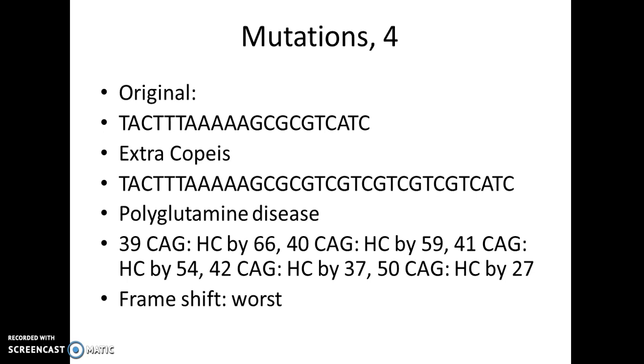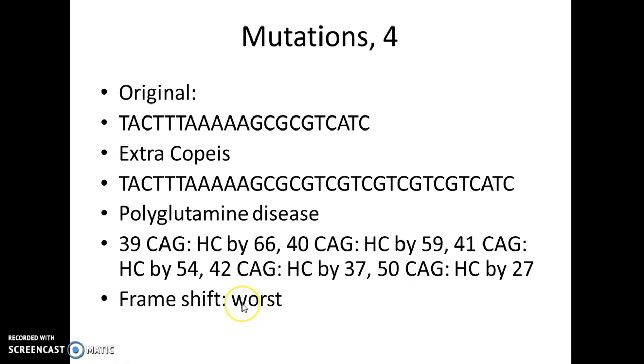Now, there are polyglutamine diseases, which are extra CAG sequences, specifically found in Huntington chorea. If you have 39 CAGs, you will have Huntington chorea by 66. If you have 40 CAGs, Huntington chorea by 59. If you have 50 CAGs, you'll have Huntington chorea by 27. In Huntington chorea, the protein shape is so misshaped that it will collect in your brain cells and eventually kill your brain cells. So you lose brain cells and you die after a period of time. We'll talk about Huntington chorea later on when we talk about genetic anomalies.